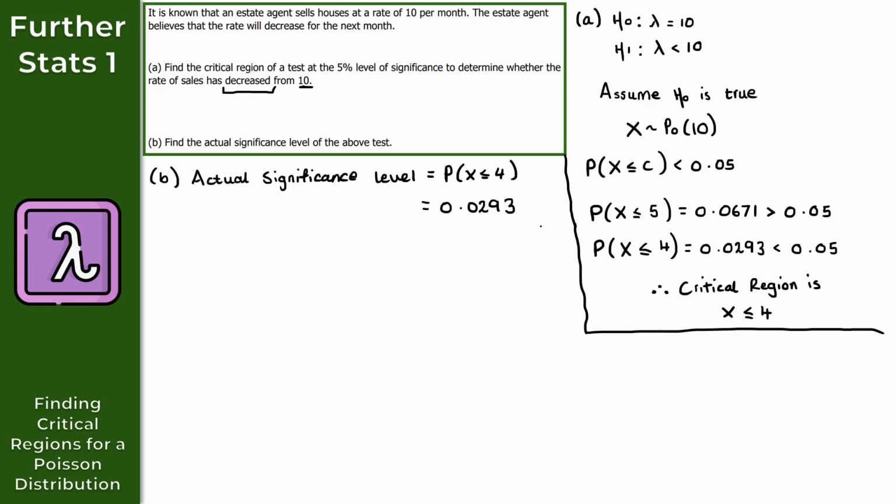And that gives us the solution there to the very last question, question 2. And that brings the end of this video on finding critical regions for a Poisson distribution.